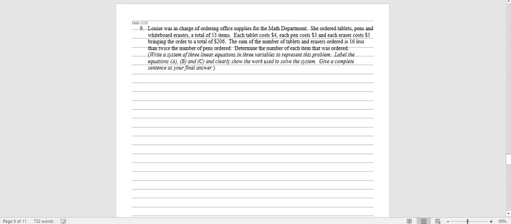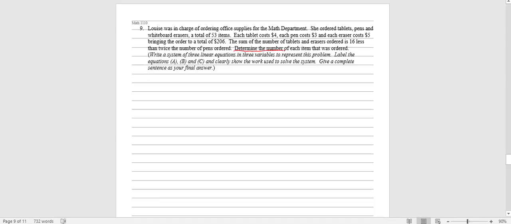Louise was in charge of ordering office supplies for the math department and ordered tablets, pens, and erasers, a total of 53 items. Tablets cost $4 each, pens $3 each, erasers $5 each, bringing the order to a total of $206. The sum of the number of tablets and erasers ordered is 16 less than twice the number of pens ordered. Determine the number of each item that was ordered.